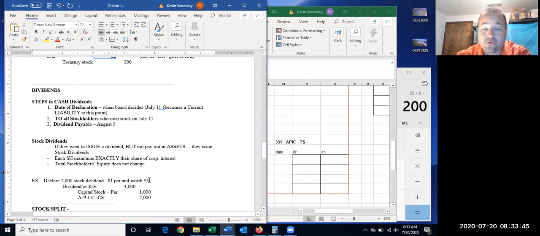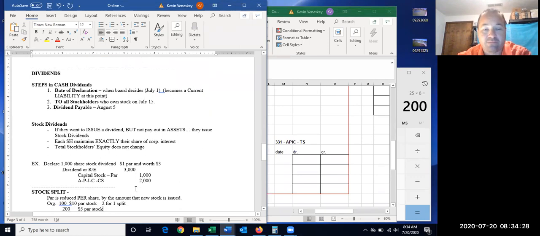They're going to get $3 a share, and there's 1,000 shares. It's a 1,000 share stock dividend, and the par is $1 par, so common stock at par is 1,000 shares at $1, so $1,000, and then whatever's left, additional paid in capital, is how you get your credit there. So that one, as you can see, has no assets involved. It's just a rearranging of all of the owner's equity accounts.